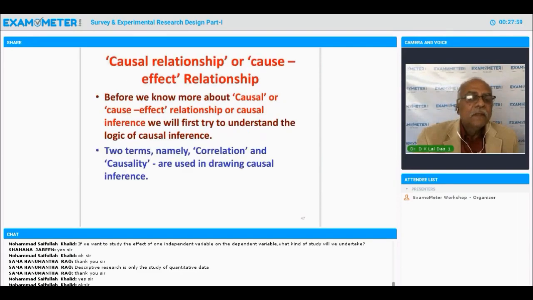So we will proceed a little further. Before we learn more about explanatory research design, we have to understand causal or cause-effect relationship, or causal inference. These are the concepts we have to understand first. Another question is, if the hypothesis is income is associated with satisfaction, what kind of study will it come under? Descriptive study, certainly. But if you want to find out why income affects life satisfaction, the reason behind this, then you will be entering the third, that is the explanatory research.